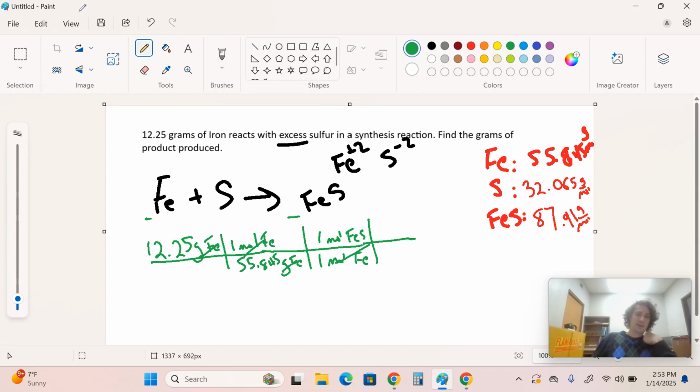But I want grams of iron sulfide. So I'm going to use the molar mass of iron 2 sulfide to find how many grams. The molar mass we found earlier is 87.91 grams of iron 2 sulfide per every mole of iron 2 sulfide. And this is where the fence method is very nice, because moles of iron sulfide cancel out, and we have grams. We plug this into our calculator. Remember, never cross multiply fractions. Don't do that, it's wrong.